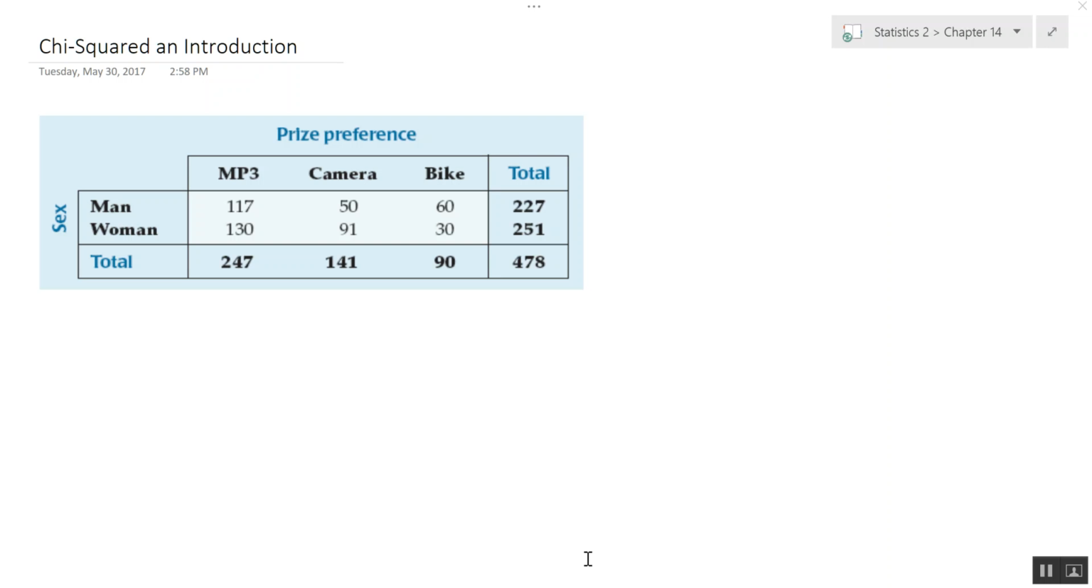Hello and welcome to the introduction to the chi-square. Up here I have something that might look very familiar to you, and it's called a contingency table.